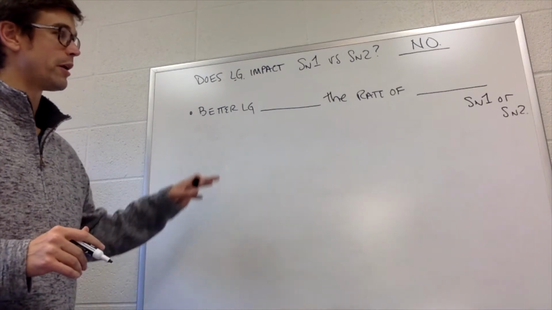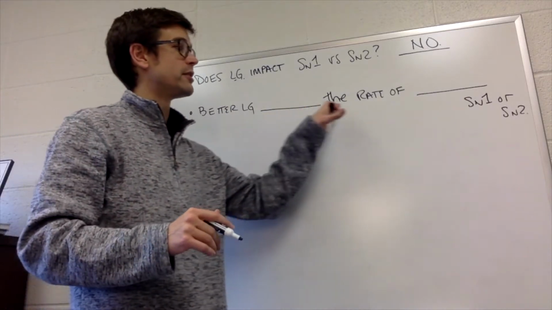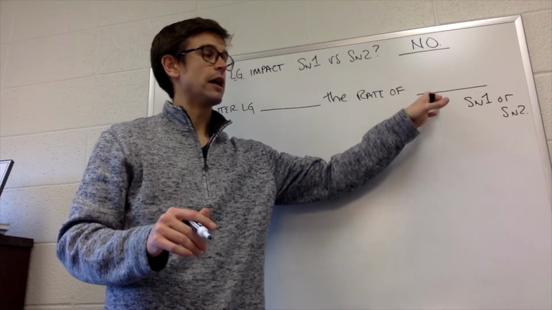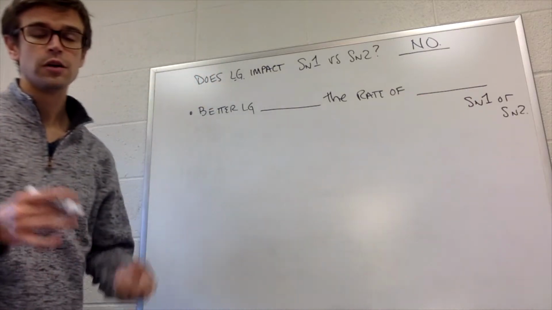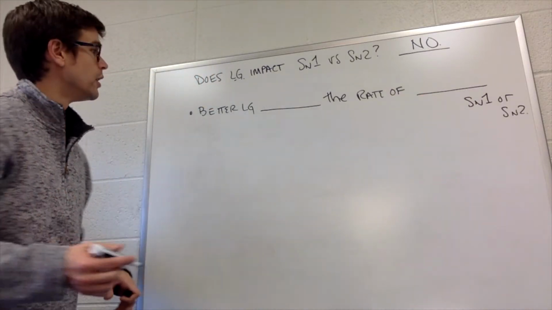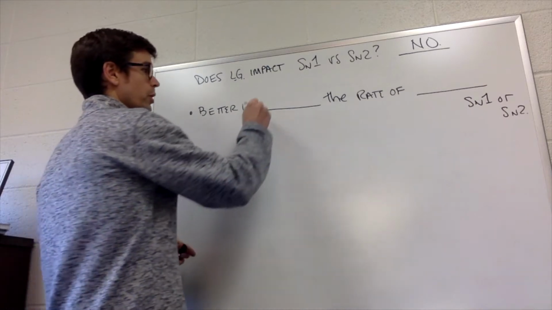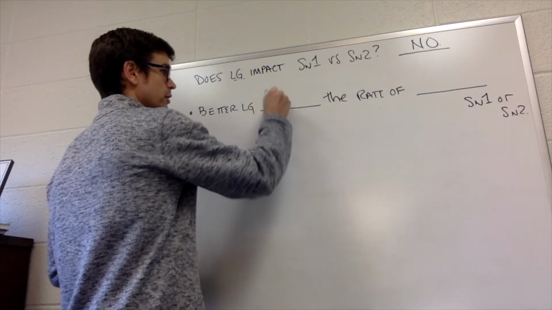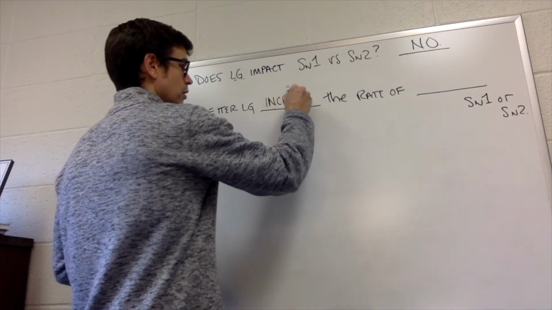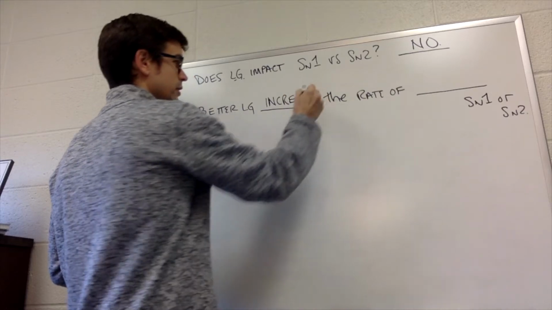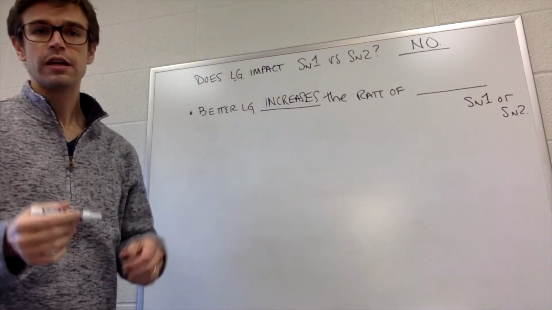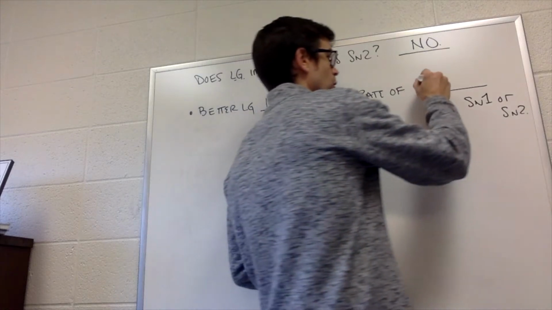It turns out that a better leaving group blanks the rate of blank SN1 or SN2. What are we putting in those blanks? A better leaving group increases the rate of either SN1 or SN2.